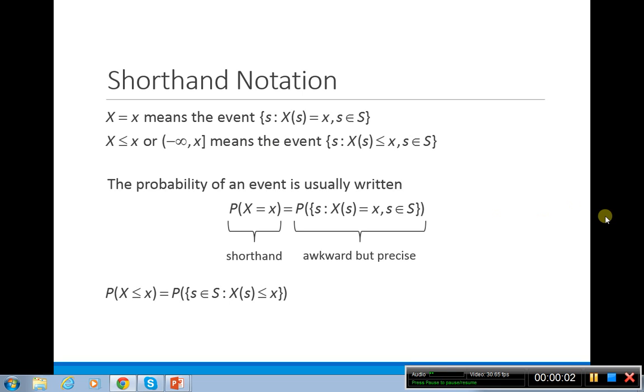This is lecture 9B, so the second half of lecture 9 talking about random variables. In lecture 9A we stopped off with this shorthand notation and we talked about the probability of an event and how it's usually written.